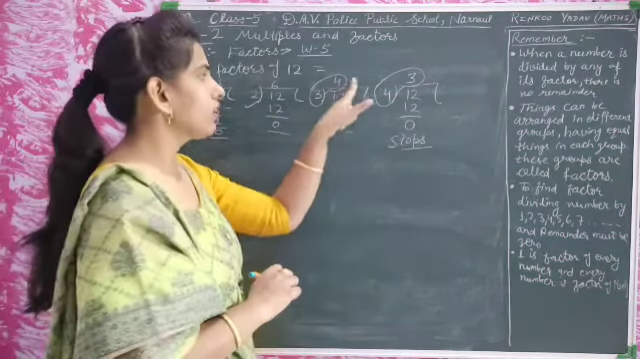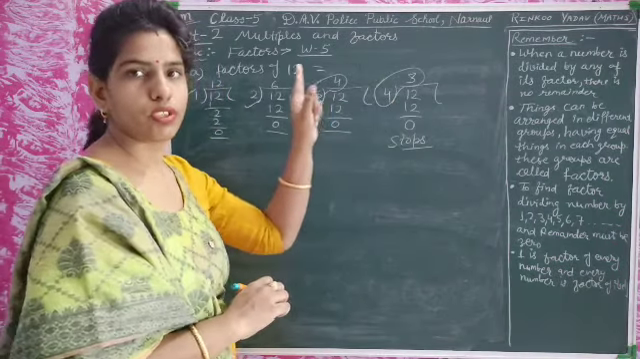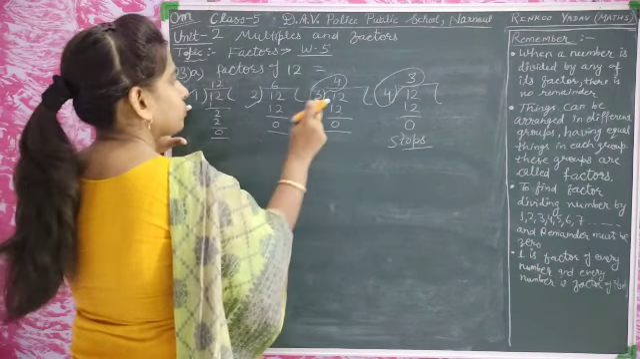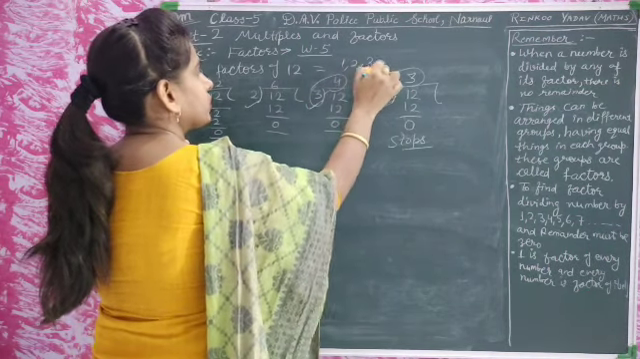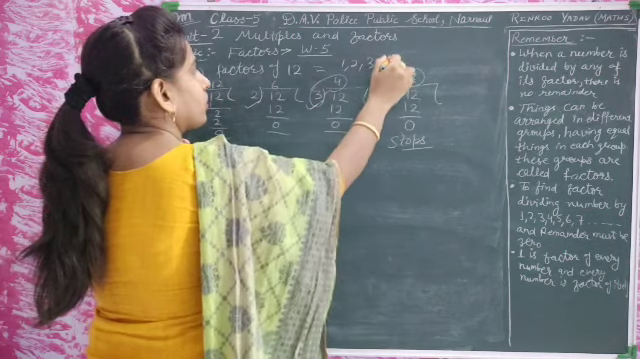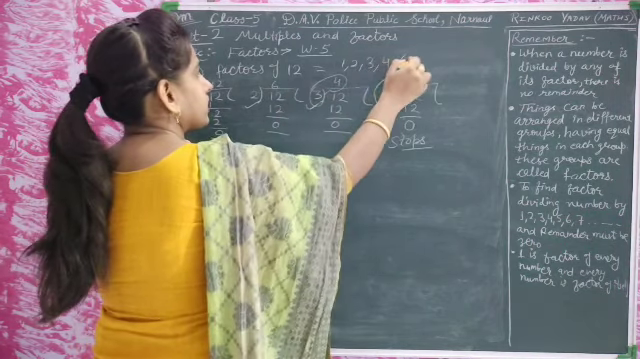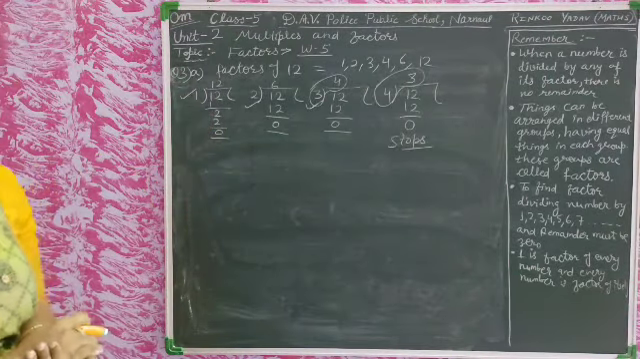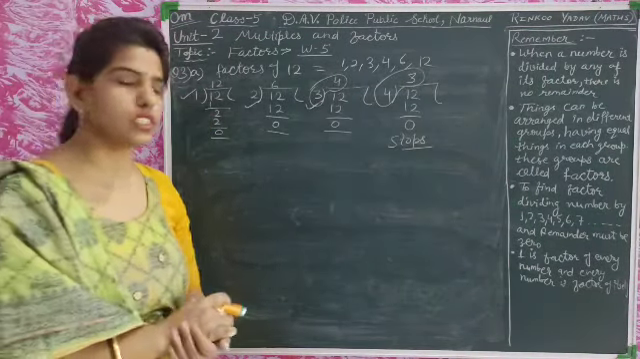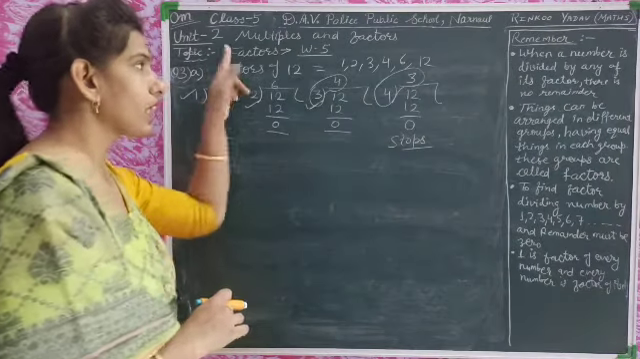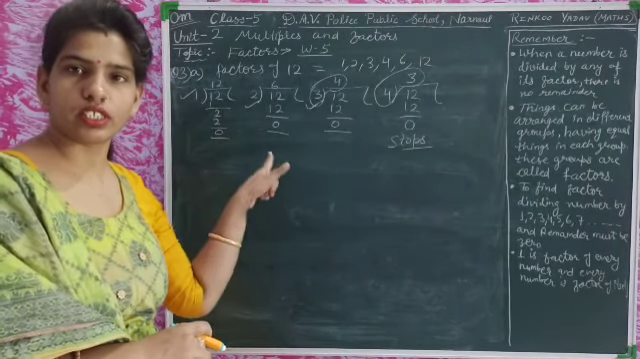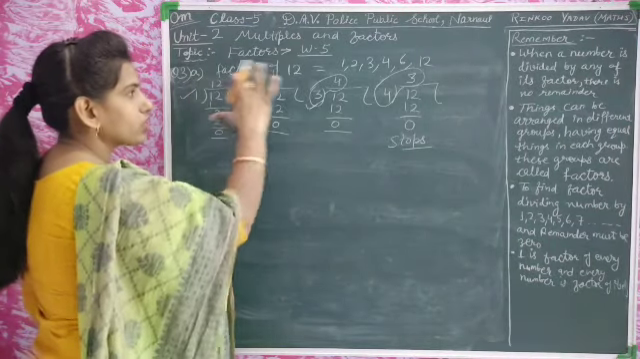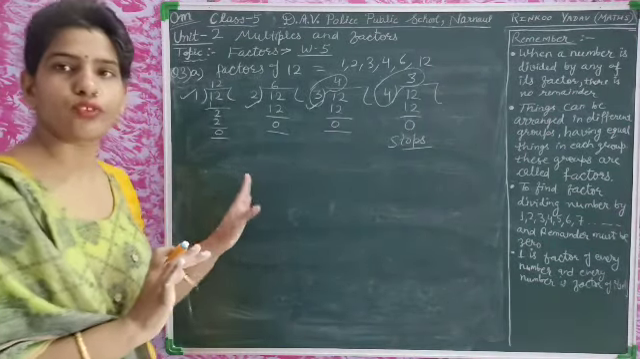Now we don't write the repeated number 2 times. We write it only 1 time. So the factors are 1, 2, 3, and after 3, 4, and after 4, 6, and after 6, 12. These are the factors of 12. Is it clear, students? You will write all the things in the fair notebook. You have to solve this question as it is in the fair notebook.